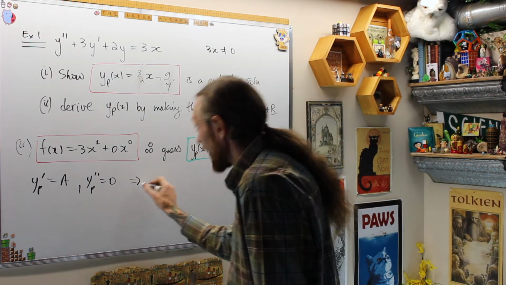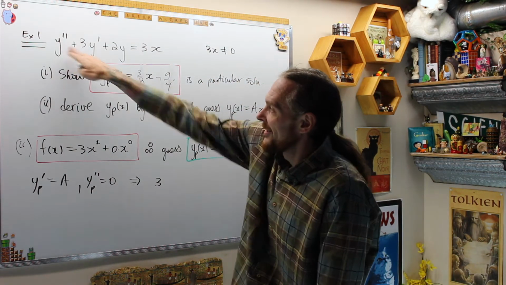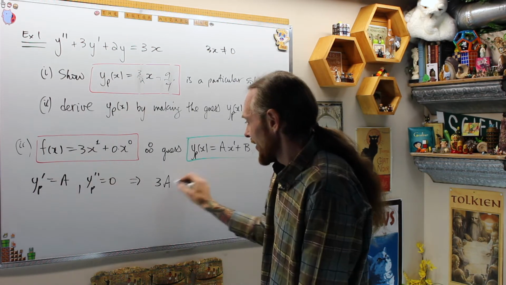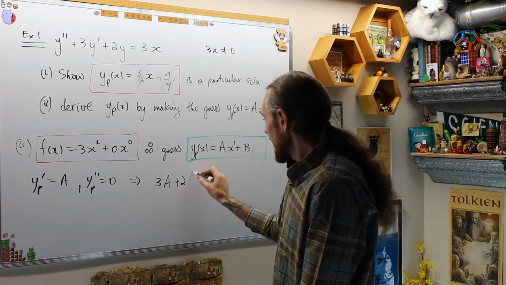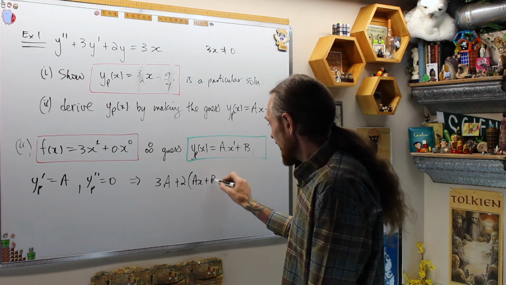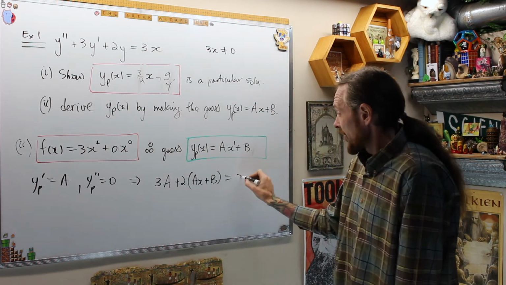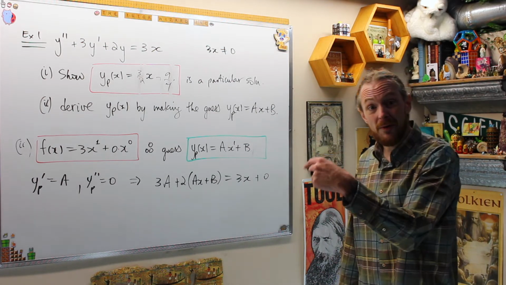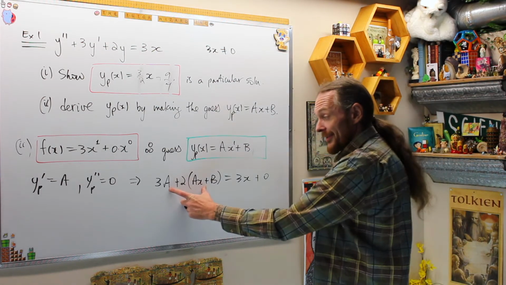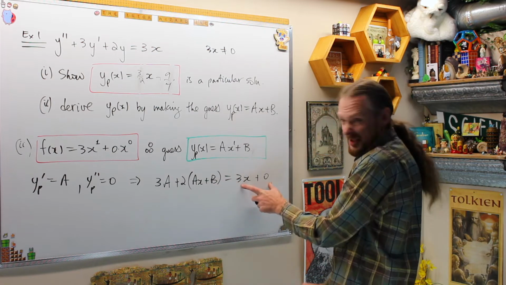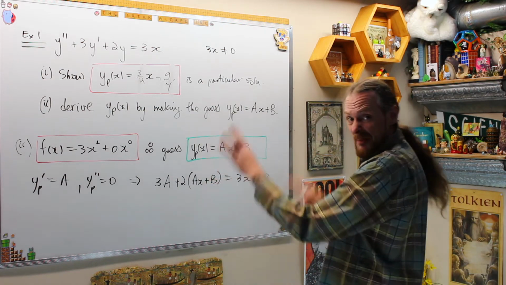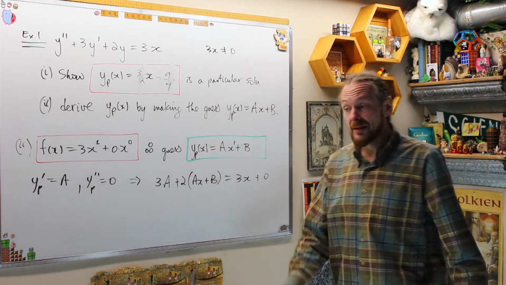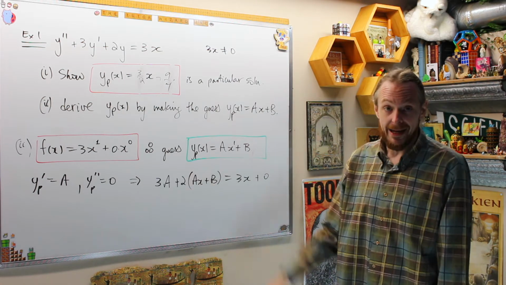But this time now we get 3, 0, this one, and then 3 times (a plus 2ax plus b) is equal to 3x plus 0. Two polynomials are equal if and only if all of their coefficients are equal. We're saying this degree 1 polynomial is equal to this degree 1 polynomial, so I'm going to simplify everything and match the coefficients, and this is where we get a linear 2x2 system to solve for a and b.